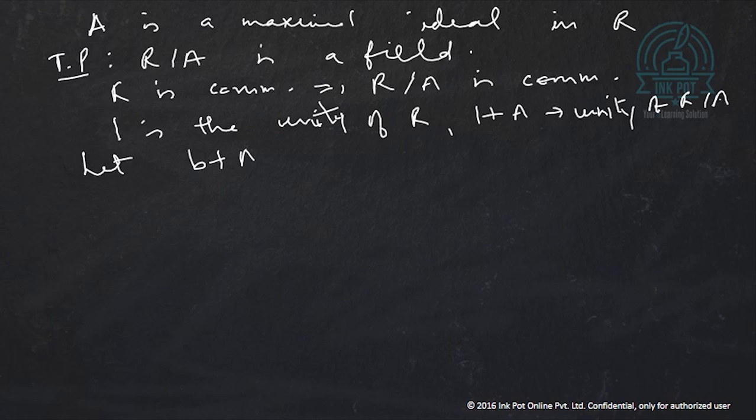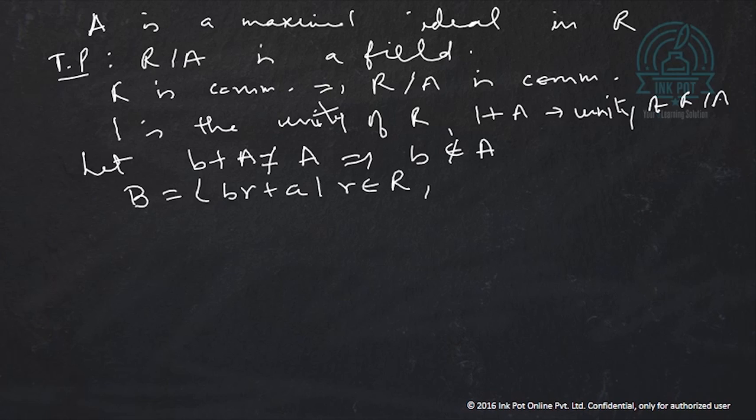The zero element of R quotient A is the ideal A. So non-zero element means that it is not equal to A. So this implies that b does not belong to A by the property of cosets, right? So we shall show that b plus A is a unit, that is, it has a multiplicative inverse. So we consider a set B. It consists of elements of the form br plus a. Here r belongs to the ring R and a belongs to the ideal A.